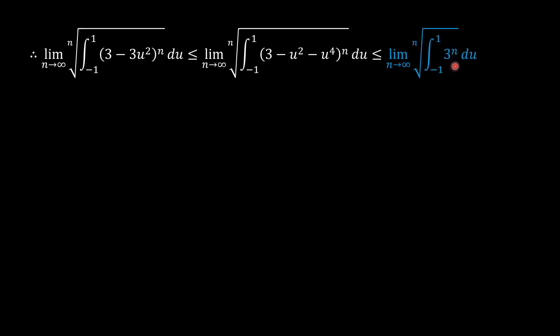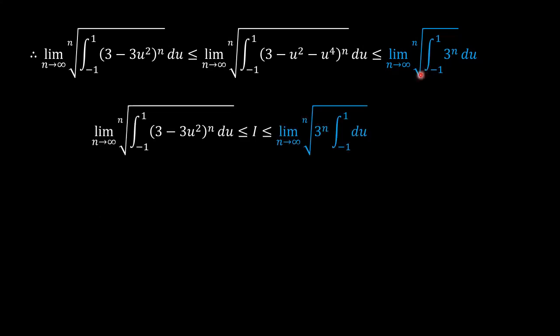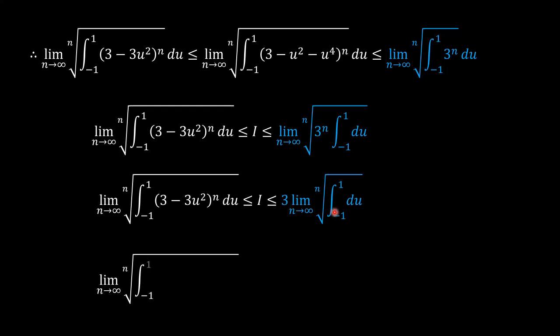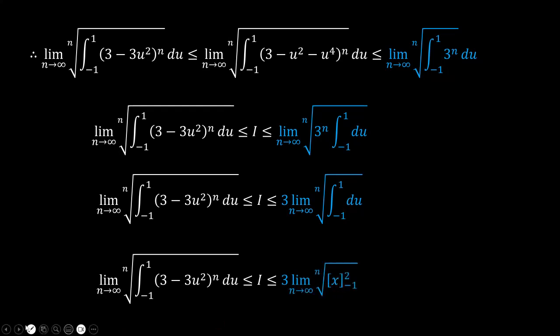So on the upper side, we have the limit of the nth root of the integral from u equals -1 to 1 of 3 to the power n. Since this is a constant, we can pull this out. After pulling that out, the nth root of 3 to the power n is just 3. So we have 3 here, and now we're left with the nth root of the integral from u equals -1 to 1 of 1. And since this is u, we apologize for that. This is u. Let me use a better eraser here.